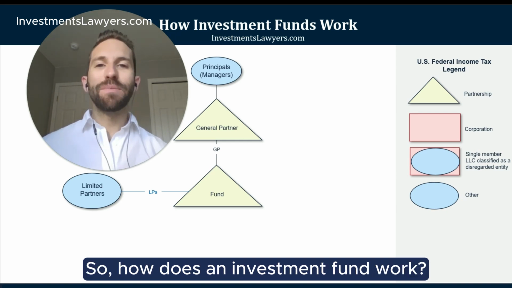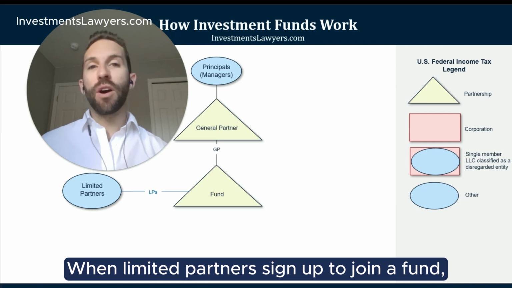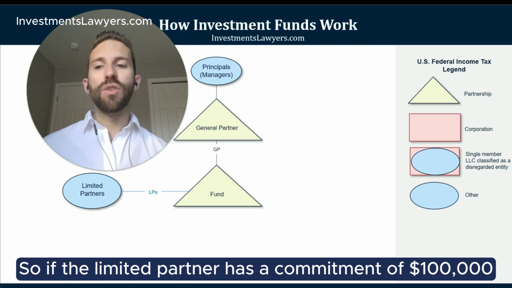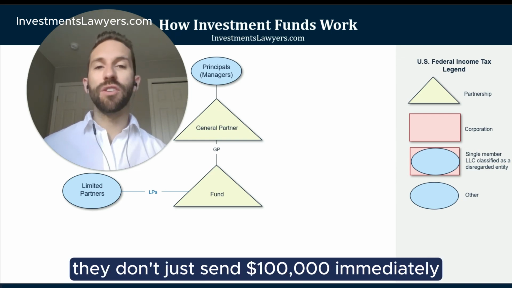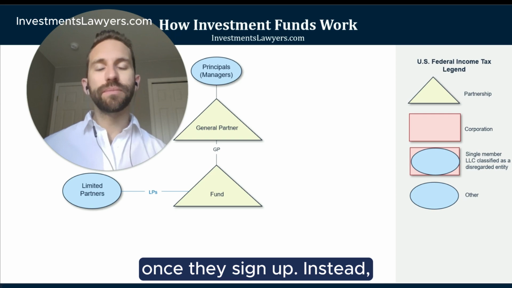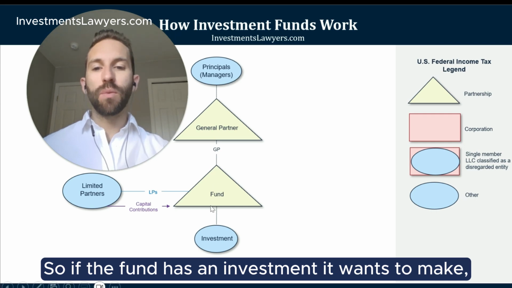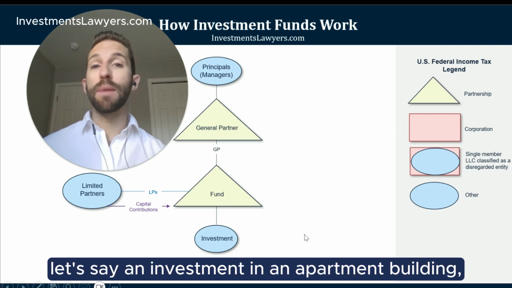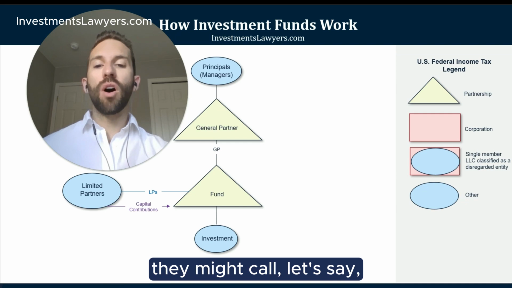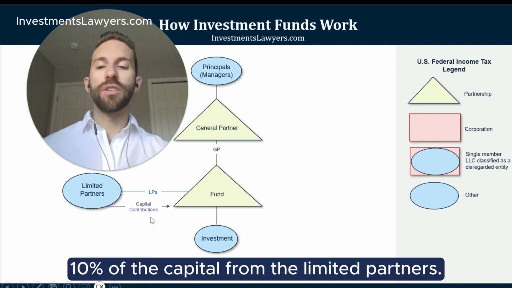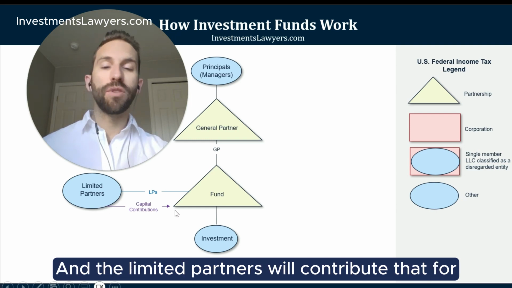So how does an investment fund work? When limited partners sign up to join a fund, they don't wire all the money at once. So if a limited partner has a commitment of $100,000, they don't just send $100,000 immediately once they sign up. Instead, the fund calls capital over time. So if the fund has an investment it wants to make, let's say an investment in an apartment building, they might call, let's say, 10% of the capital from the limited partners, and the limited partners will contribute that, their capital contribution.